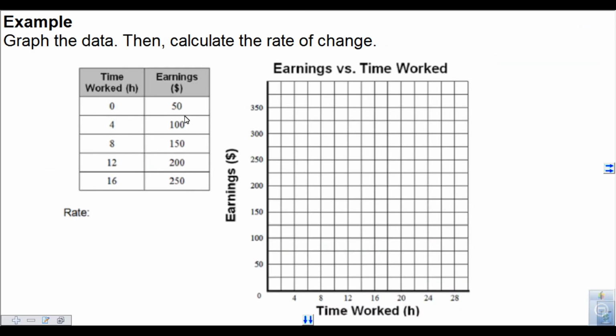All right, in this example here, we've got a set of axes here as well as a table of values.